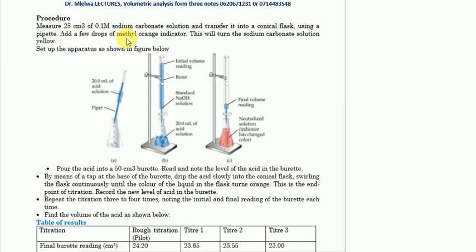So add a few drops of methyl orange indicator. So our first procedure is to pipette. The second procedure is to add indicator. Then this will turn the sodium carbonate solution yellow. So the solution will turn yellow because we said the color of methyl orange indicator in the basic solution is yellow. We said it.